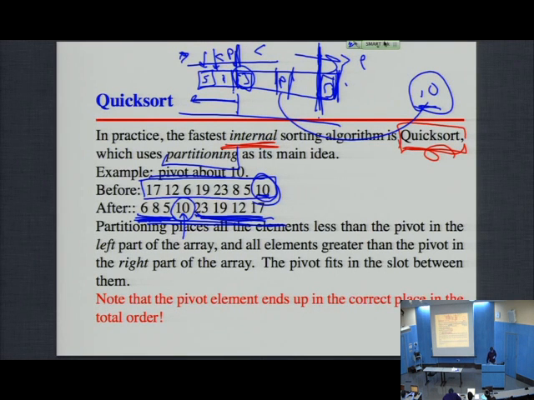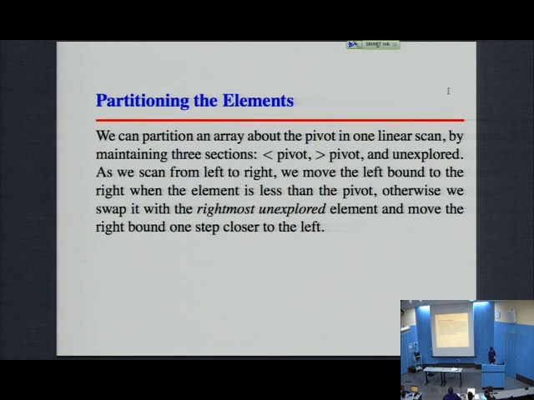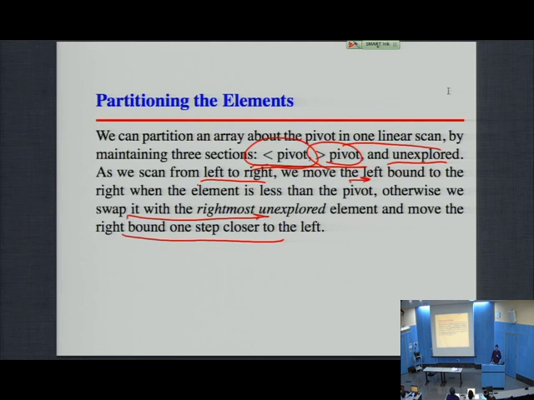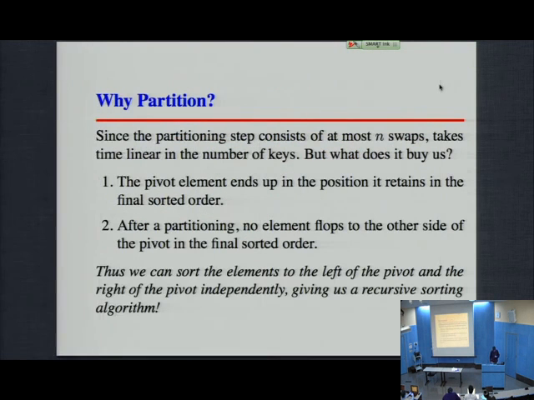If you look, I think I have an implementation of that here. Again, this is basically the idea. In one linear scan, I'm going to maintain three sections of my array: less than the pivot, greater than the pivot, and unexplored. As I scan from left to right, I either move the left bound to the right, or I swap it with the rightmost unexplored element and move the right bound to the left. After n steps like this, I have finished my partition. So one of these partitioning steps takes order n time. Any questions?